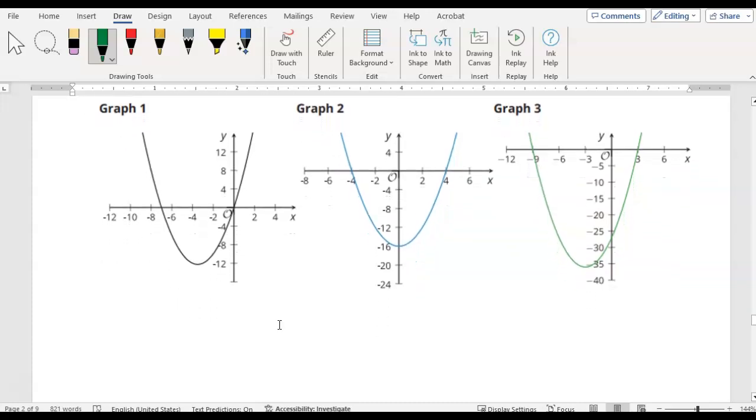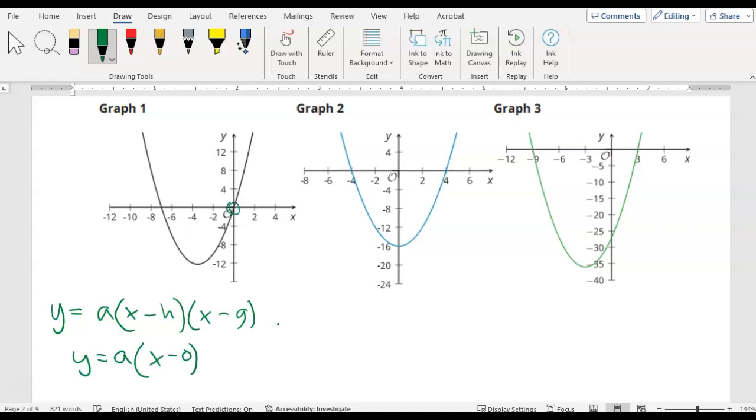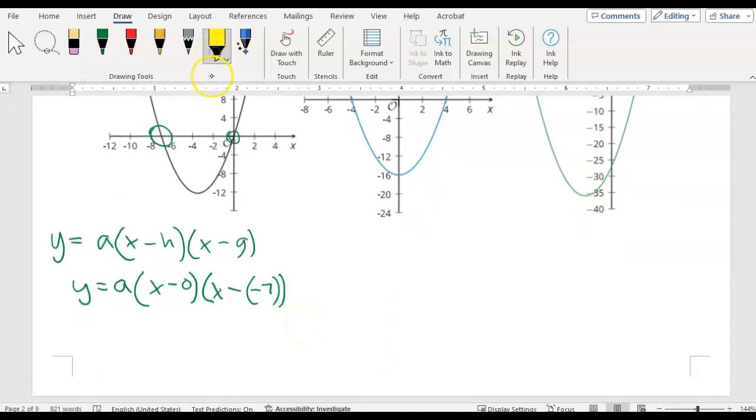All right, so here we're going to be using this formula y equals a times (x minus h) times (x minus g), or whatever variable you want to put in there, but those match the two x values. So a times (x minus 0) is one of them. And then the other one appears to be 7, x minus a negative 7. Now that negative is important because this is part of the equation, so we write our minus, and then it's a negative 7 we're inputting there, so that becomes a positive. So we'll get y equals a times x times (x plus 7).